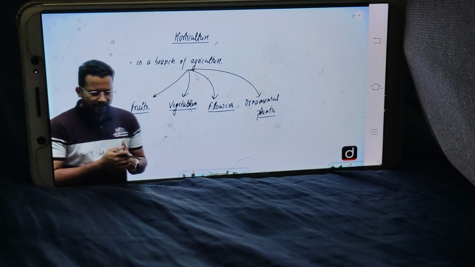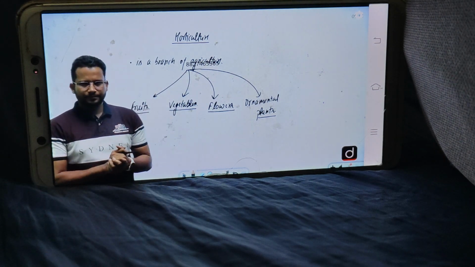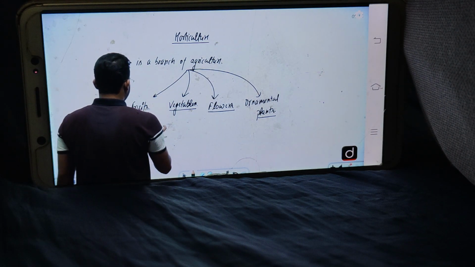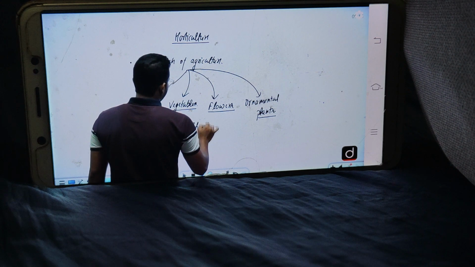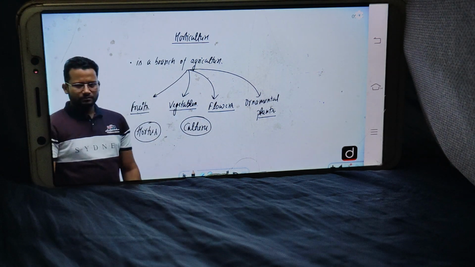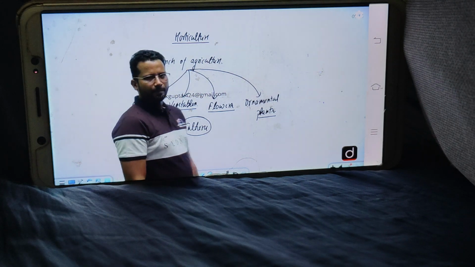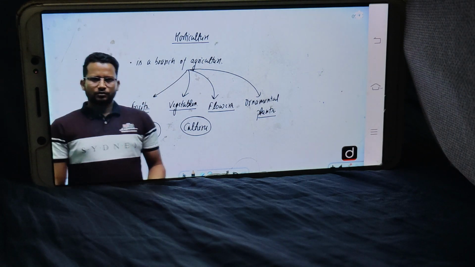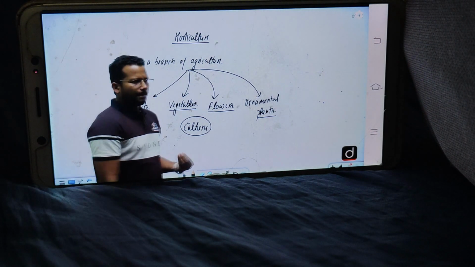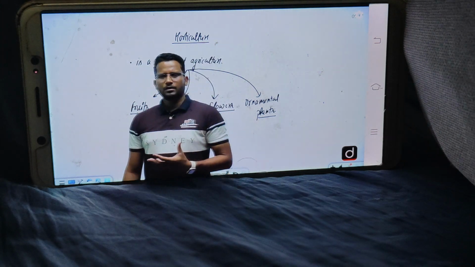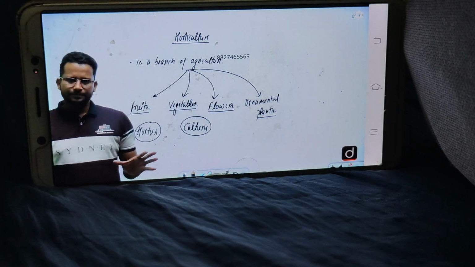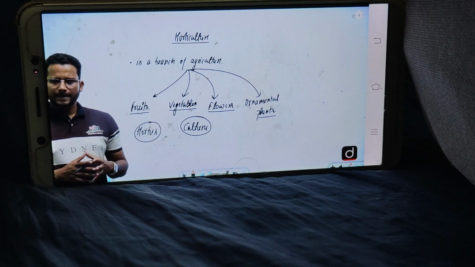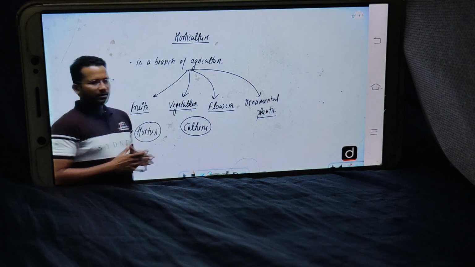Now this term horticulture combines two Latin words, hortus and cultura. Hortus means garden. The meaning of hortus is garden. And cultura means cultivation, like agriculture. So horticulture is garden farming. We can say it is garden farming in simple terms. That there's a garden, and in that garden, if you are cultivating fruits, vegetables, flowers, etc., that is horticulture. Simple. So this is the meaning of horticulture.